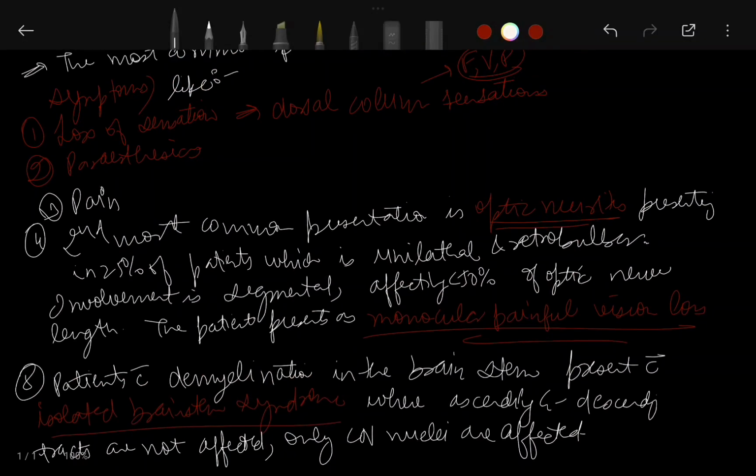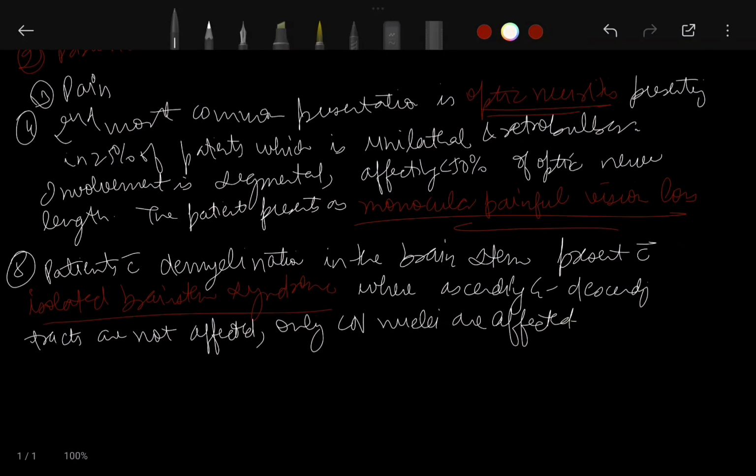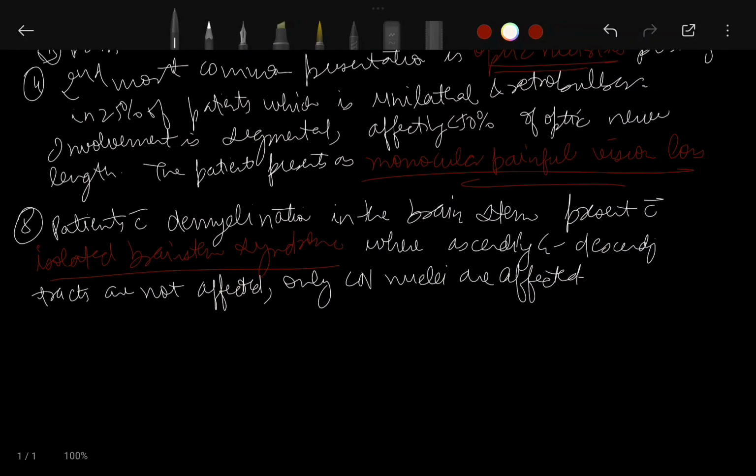Obviously there will be pain and paresthesias. A patient with demyelination in the brainstem presents with isolated brainstem syndrome, where ascending and descending tracts are not affected, only the cranial nerve nuclei are affected.